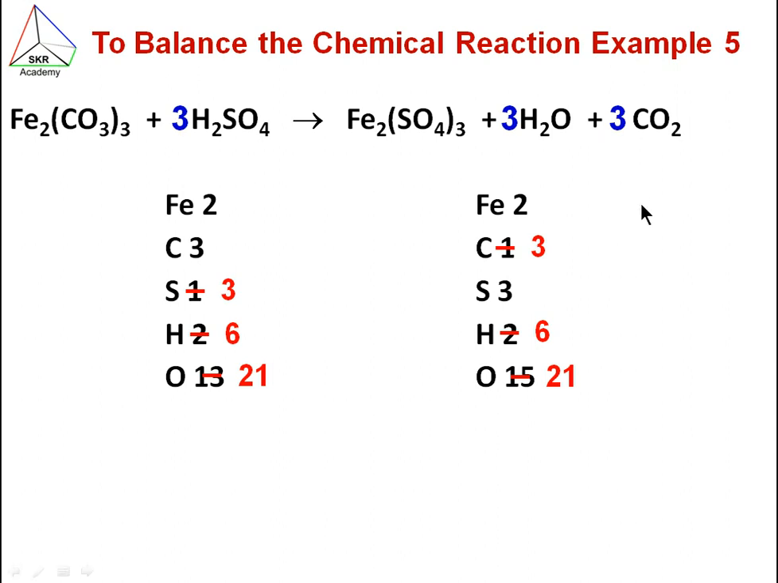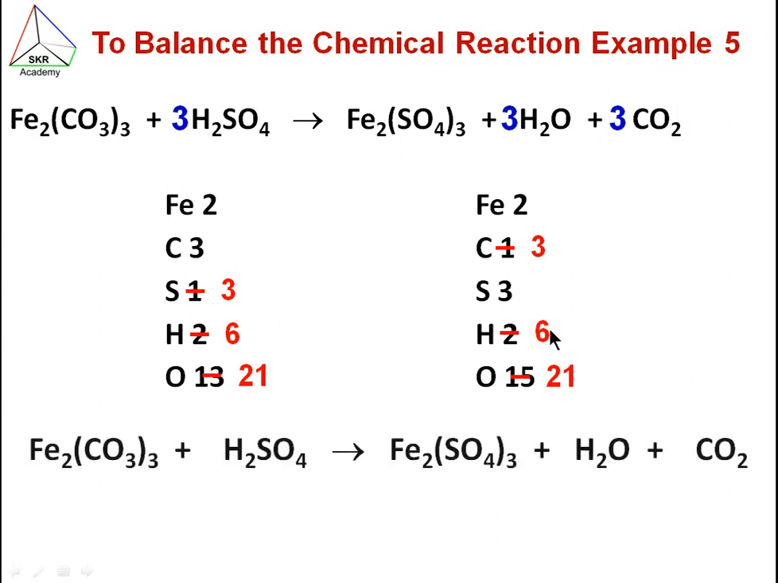So now the balanced reaction is, you can write it down like: ferric carbonate plus 3 sulfuric acid will produce ferric sulfate, 3 water molecules and 3 carbon dioxide gas. So this is a balanced reaction.